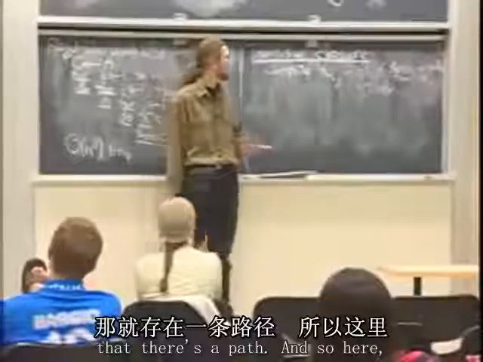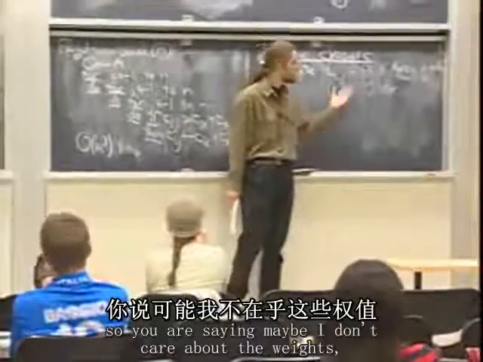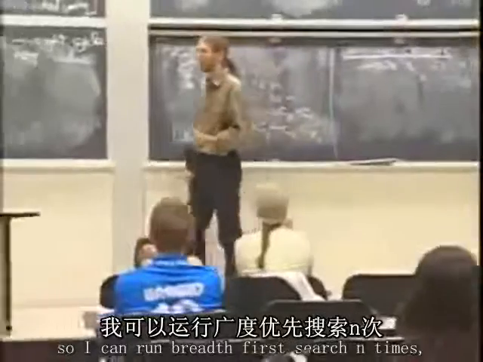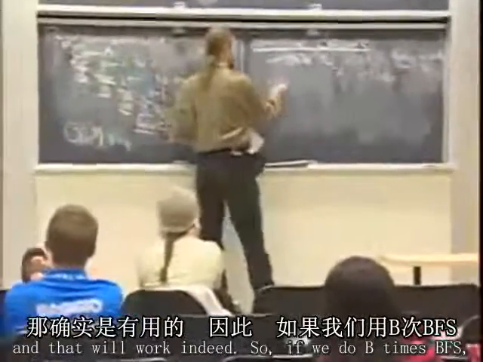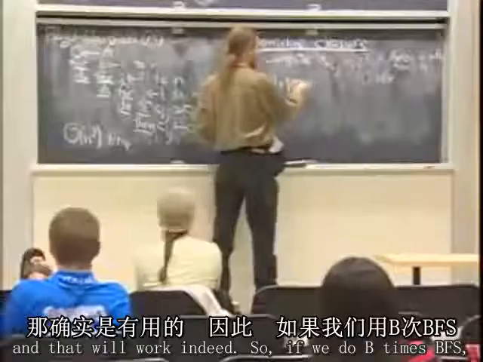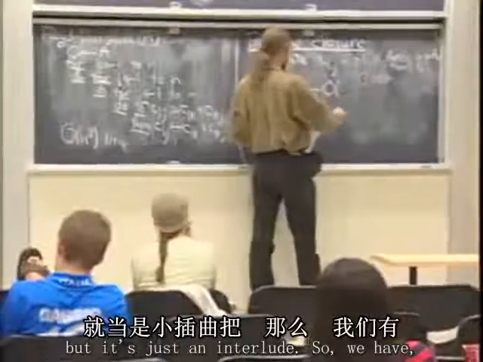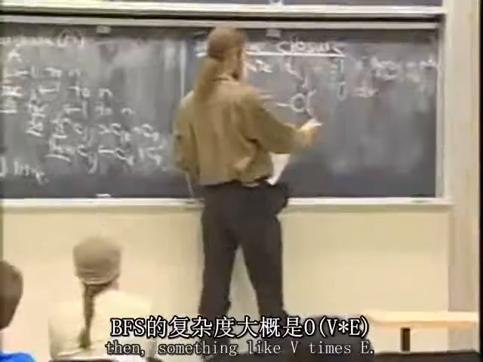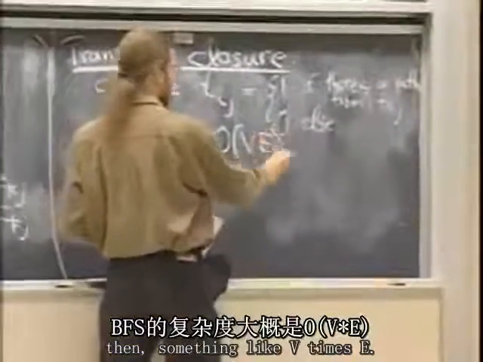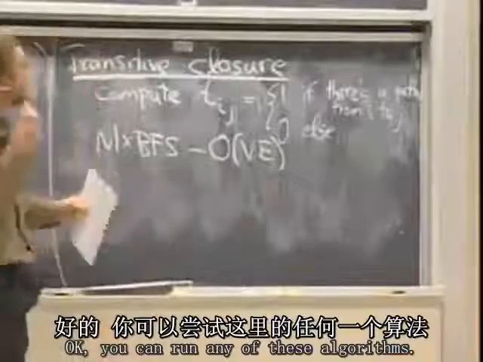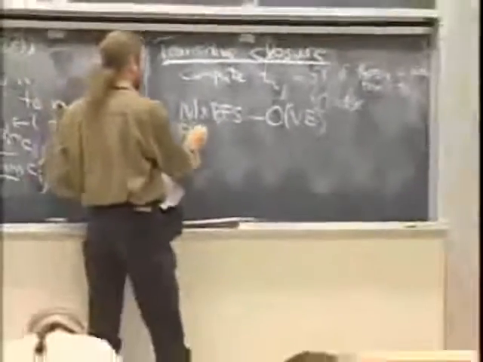And so you're saying maybe here I don't care about the weights, so I could run breadth first search n times, and that will work indeed. So if we do V times BFS, it's maybe weird that I'm covering it here in the middle, but it's just an interlude. So we have something like V times E. Okay, but you could run any of these algorithms. You could take Floyd-Warshall, for example. Why not?